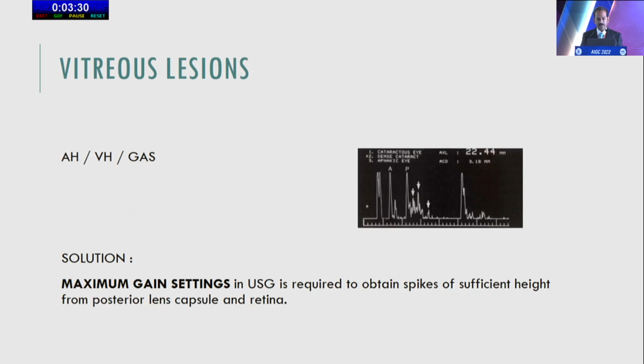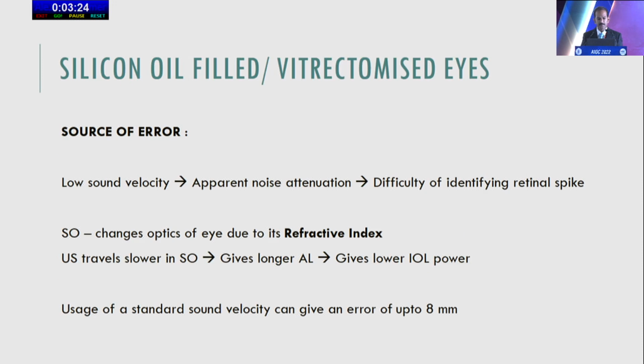Asteroid hyalosis, vitreous hemorrhage, and gas need a high gain setting in ultrasound mode to obtain spikes of sufficient height. In silicone oil filled eyes, the source of error is mainly the low sound velocity, leading to an apparent noise attenuation and difficulty identifying the retinal spike. Basically, silicone oil changes the optics of the eye due to its refractive index. So ultrasound travels slowly in the silicone oil. This is perceived by the probe as a longer axial length, which gives a lower IOL power.